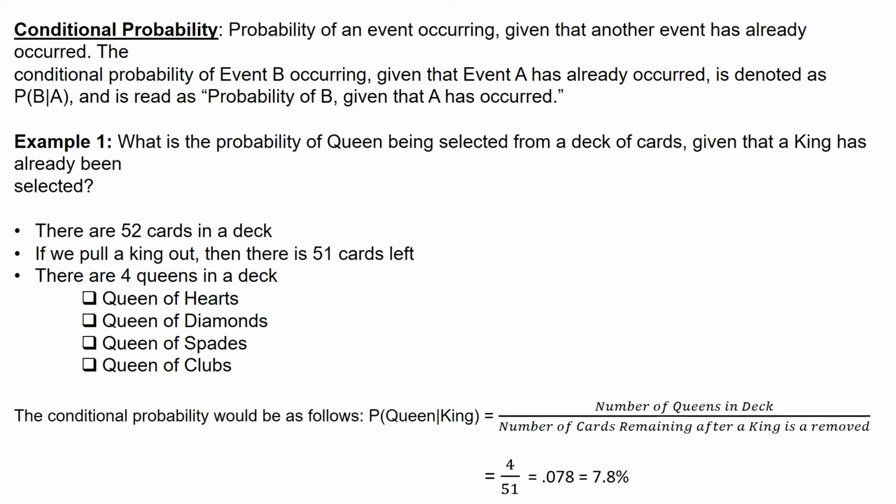There are 4 queens, but now there are only 51 cards left. So the conditional probability of pulling out a queen, given I've already pulled out a king, would be 4 out of 51, because there are still 4 queens, but only 51 cards left. Dividing 4 by 51, I get 7.8%.